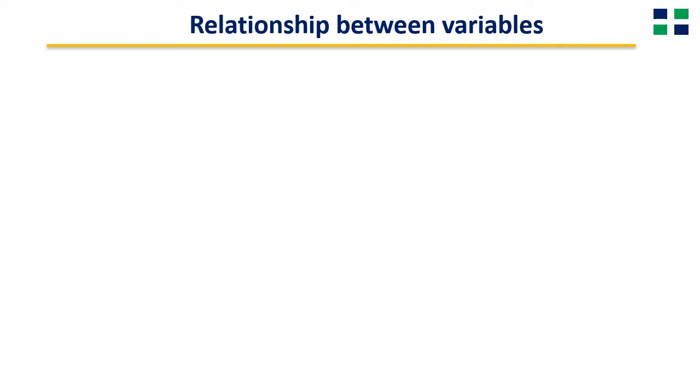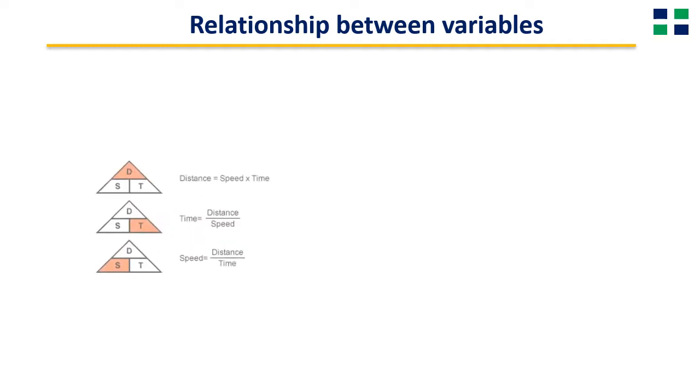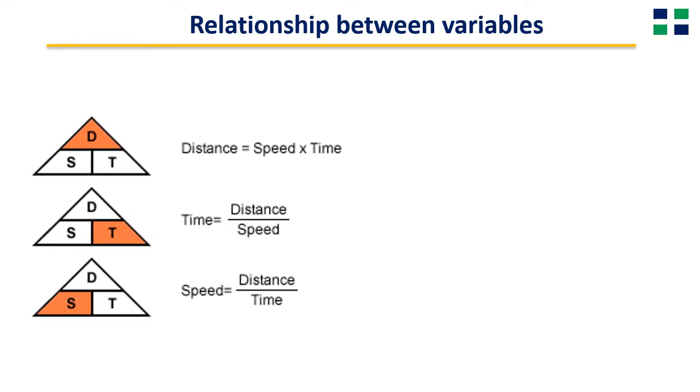Talking about the relationship between the variables involved in this topic, there are three variables: one is speed, second is time, and third is distance. Distance is a product of speed and time. Time is equal to distance divided by speed, and speed is equal to distance divided by time. These are the relations between these three variables.